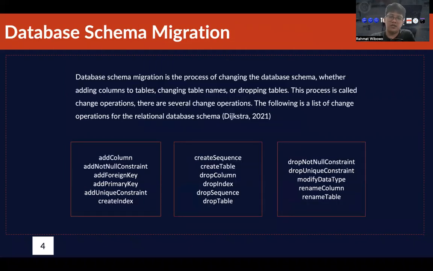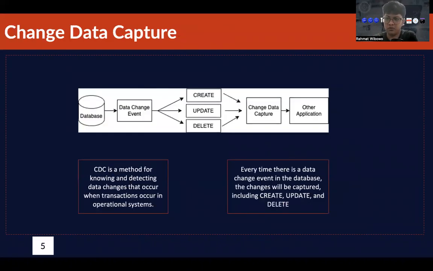Database schema migration is the process of changing the database schema, whether adding columns to tables, changing table names, or dropping tables. This process is called change operations. There are several change operations. The following is the list of change operations for the traditional database schema by Dijkstra in 2021. So you can see there are add column, add constraint, and so on and so forth.